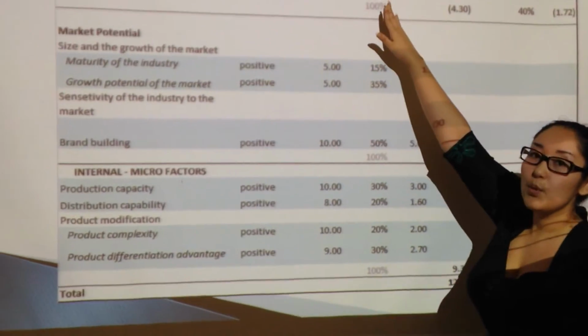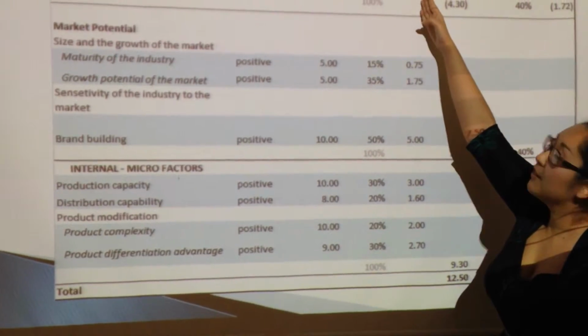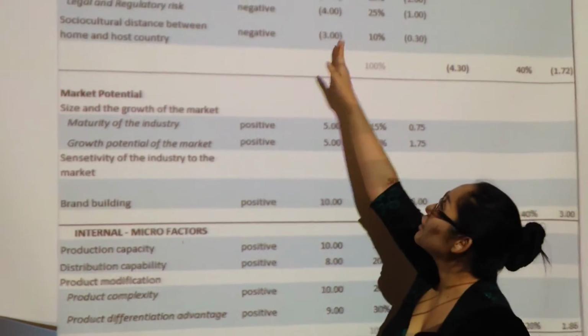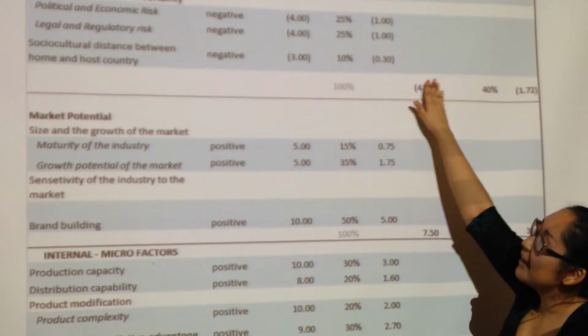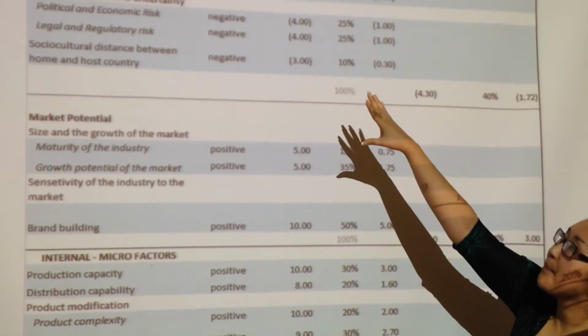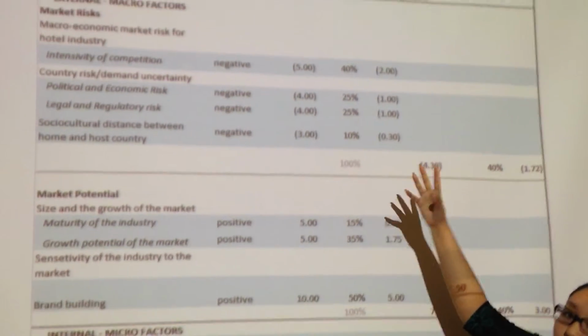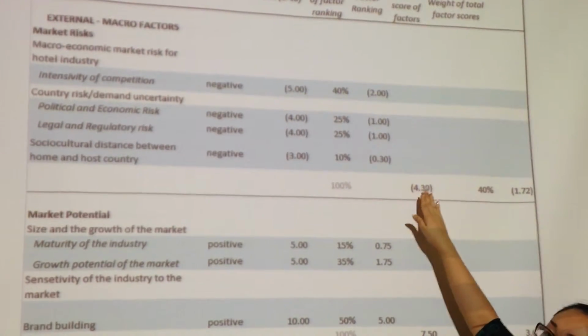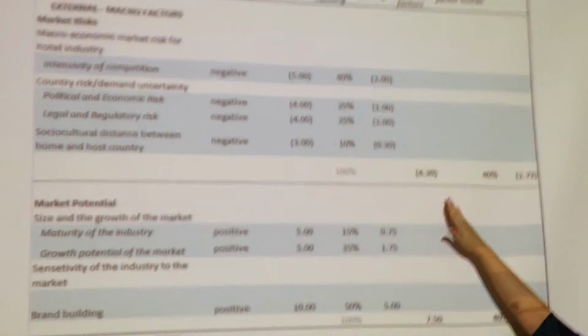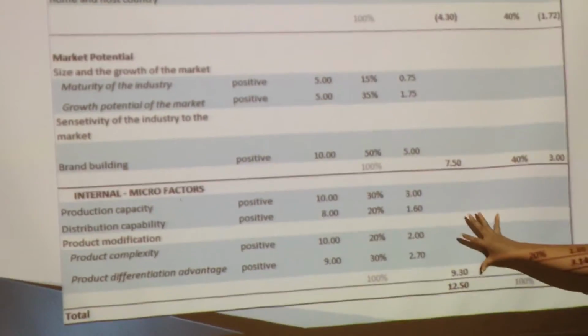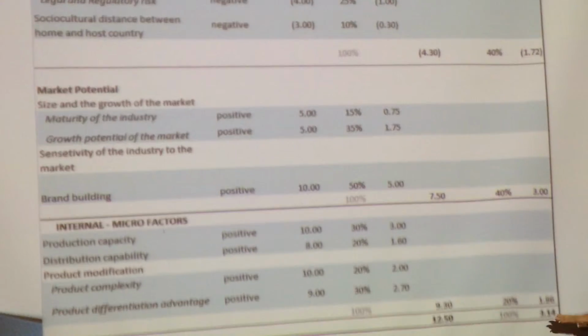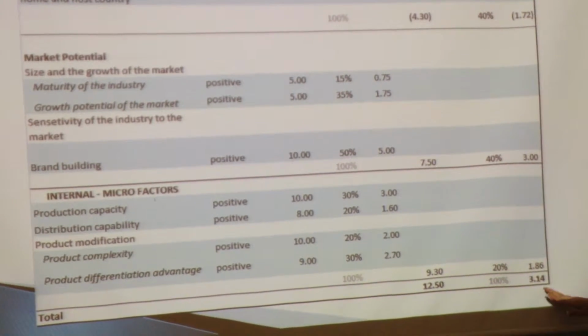After they were given the weight, we gave them a ranking. So the score times the weight gave us the figure, and at the end we ended up, for example, with our macro market risks being -4.3. We did the exact same thing with market potential and internal micro factors, and we gave them weight factors as well. Therefore we ended up with a number being 3.14.